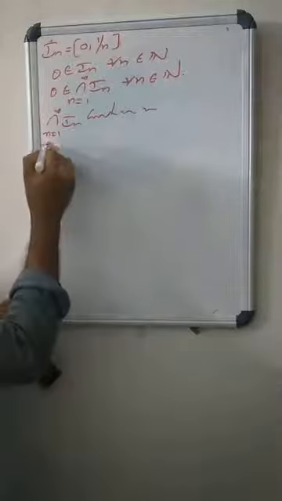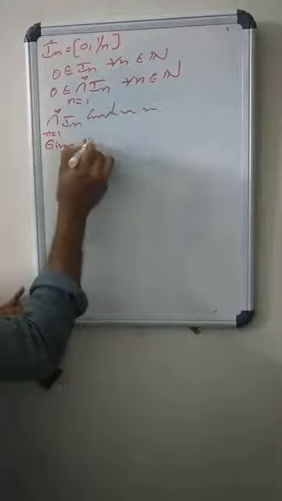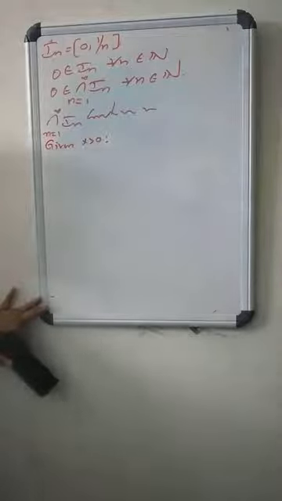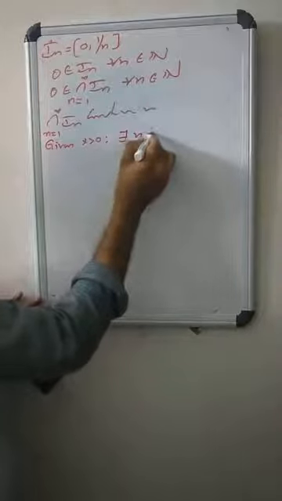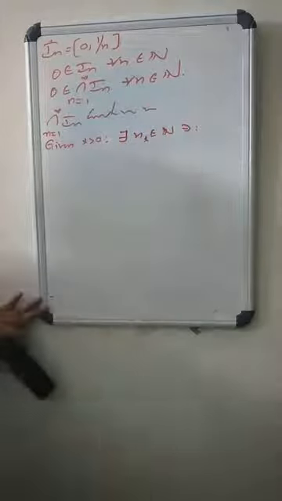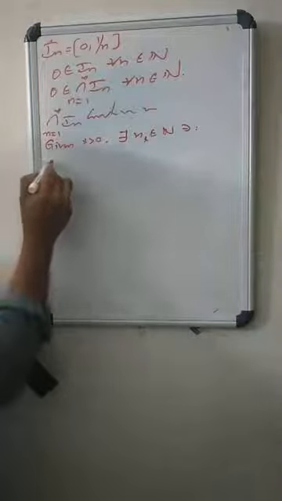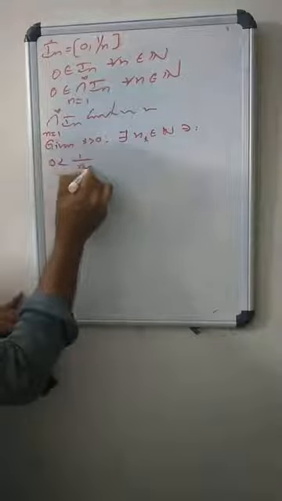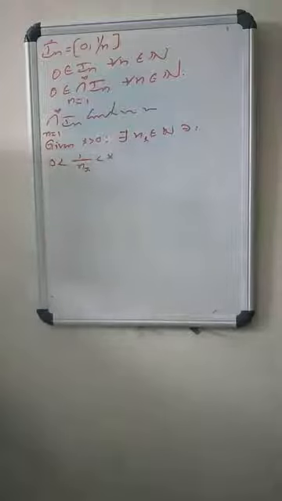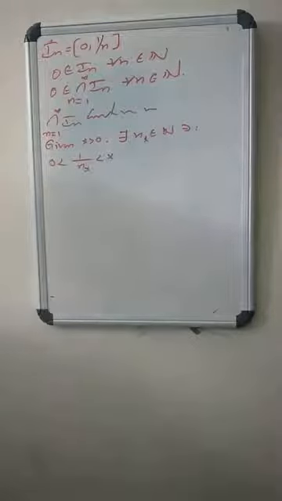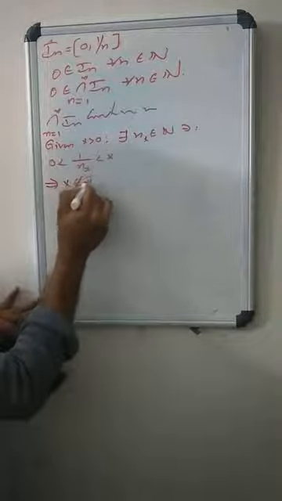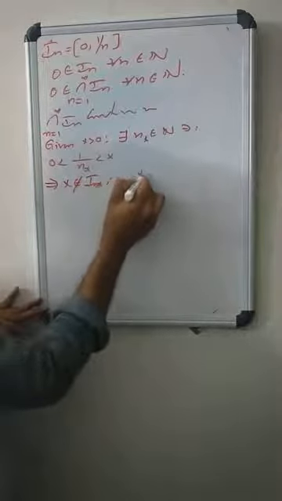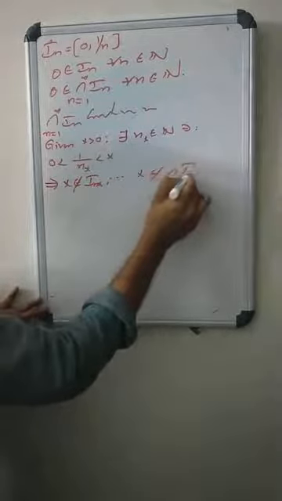Given x positive, then by the corollary of the Archimedean property, there exists some n_x in N such that 0 is less than 1/n_x, which is strictly less than x. In that result, 0 is less than 1/n_x less than x. So that means x is outside of I_{n_x}. So x is outside of the intersection of I_n.